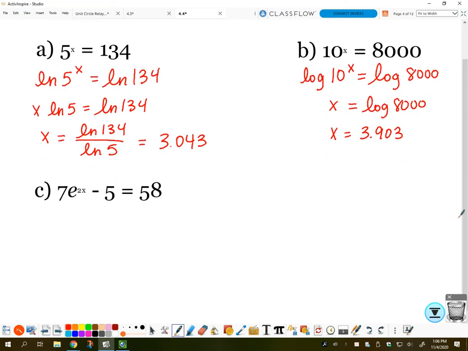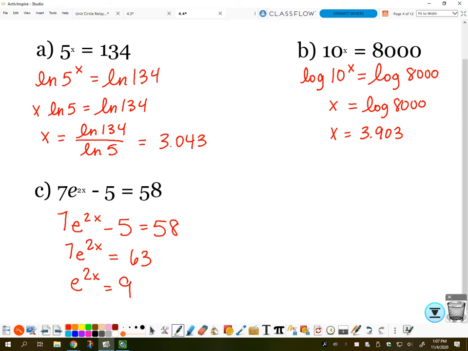All right, so our next question. We have this. You have to get the exponential thing by itself. By the way, this is like a weird font, and this should look more like this. All right, so we're going to add 5, because our job is to get this exponential thing by itself. So add 5, so let's make that 63. Then divide by 7, because again, we want just the exponential piece.